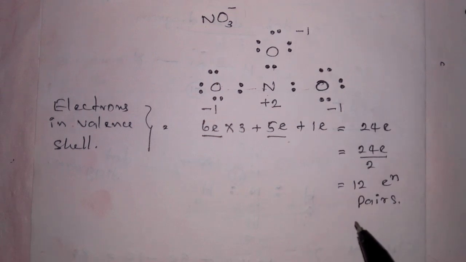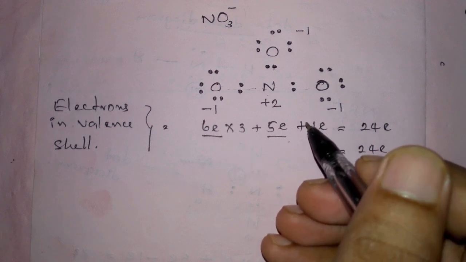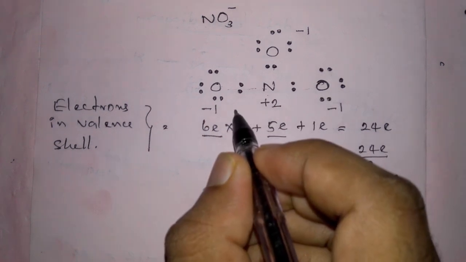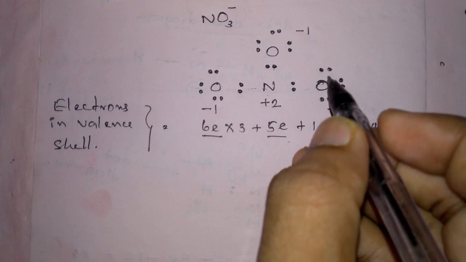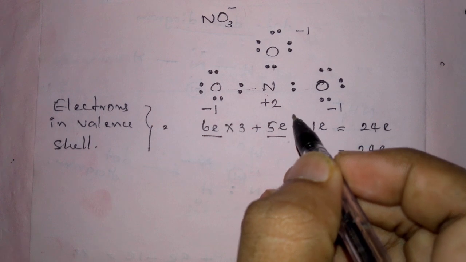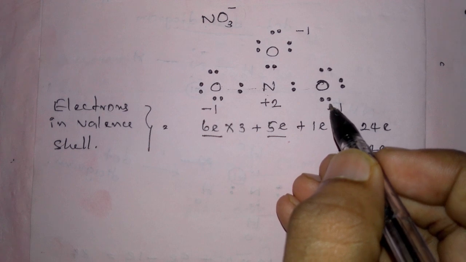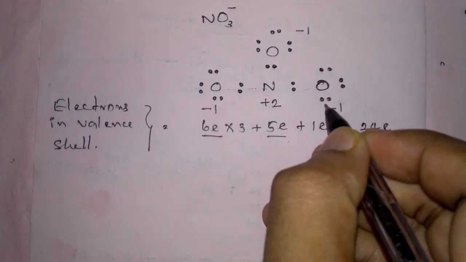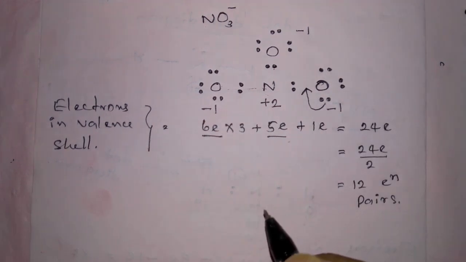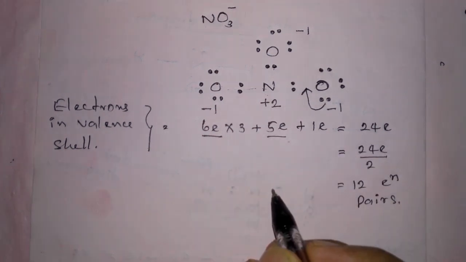Then in the next step, we can reduce this formal charge as much as possible, but remember, we cannot exceed the octet of the second period element. So to reduce these formal charges, we can convert lone electron pair of negative formal charge atom with positive formal charge atom like this. Let's see what happens here. So I draw this structure again.